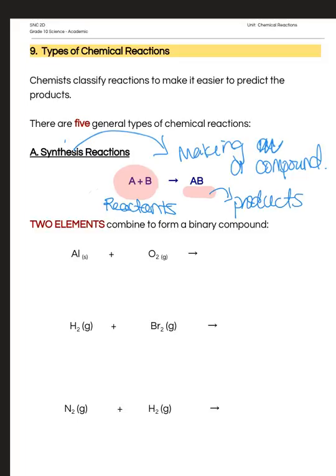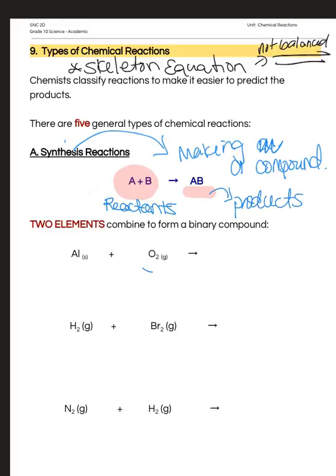So here I have aluminum and oxygen. Notice that my aluminum is a solid, my oxygen is a gas. We'll learn about these things and what forms they're most common in. So my whole goal for today is I want you guys to focus on trying to make skeleton equations. And remember, a skeleton equation means it is not balanced. So let's work on making skeleton equations and then we'll put everything together.